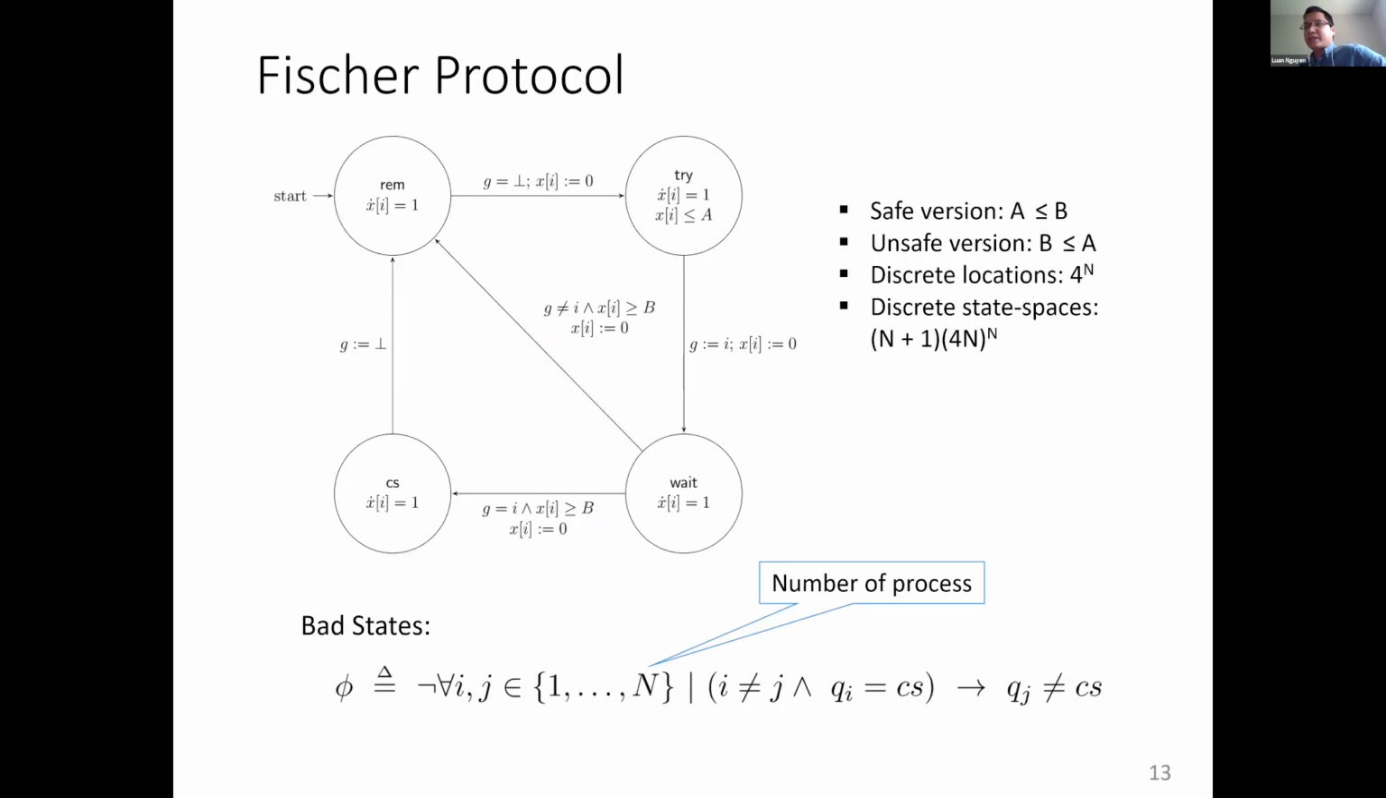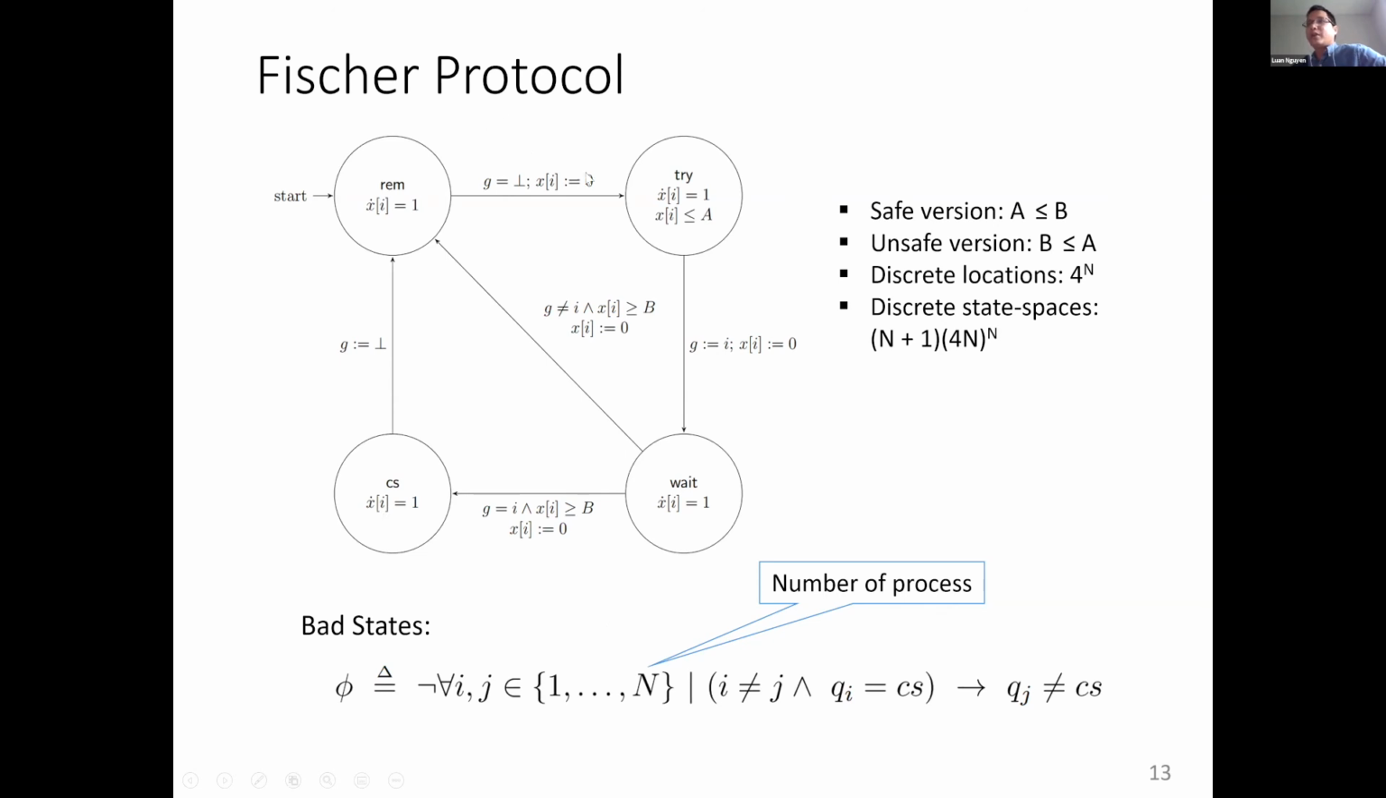To show the usefulness of our approach, we evaluate it using a larger benchmark, and here we use the Fisher protocol. We have two versions of the Fisher protocol. To remind you of the basic idea, it is a mutual exclusion protocol. The safety property is that we don't want two processes to go into the critical section at the same time.